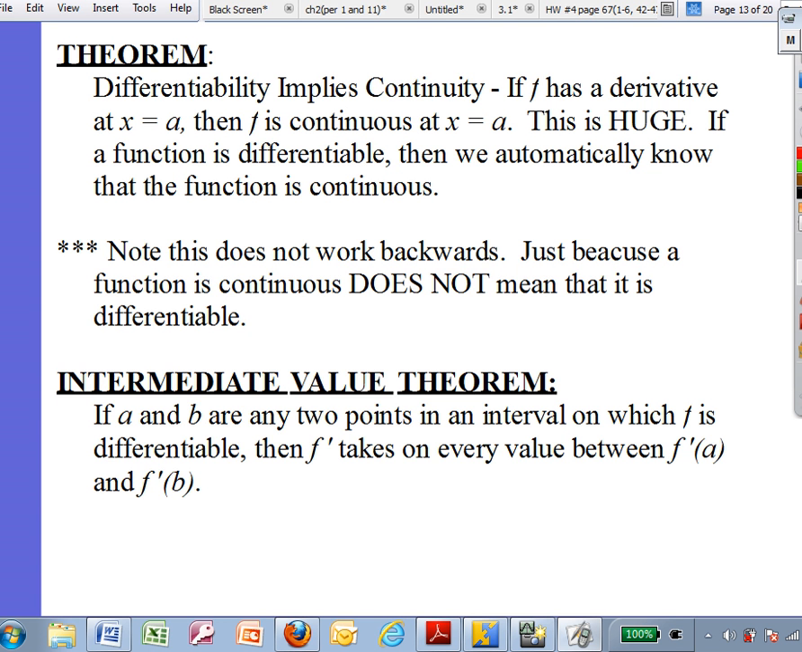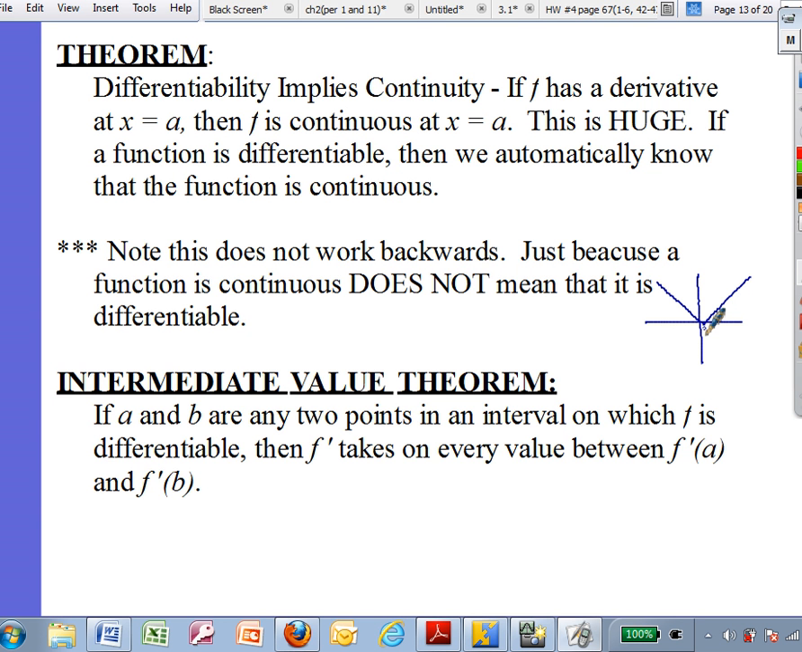Now, this does not work backwards. Just because a function is continuous does not mean that it's going to be differentiable. Think about absolute value. Absolute value is a continuous function, but we've seen several times that it's not differentiable at those vertex points. So, if a function is differentiable, definitely continuous. If a function is continuous, you're still not sure if it's differentiable.